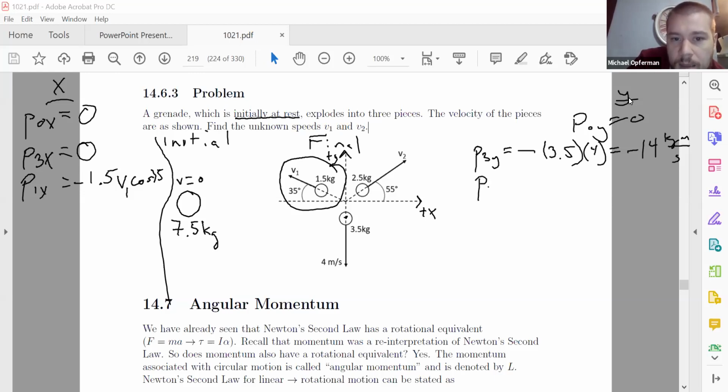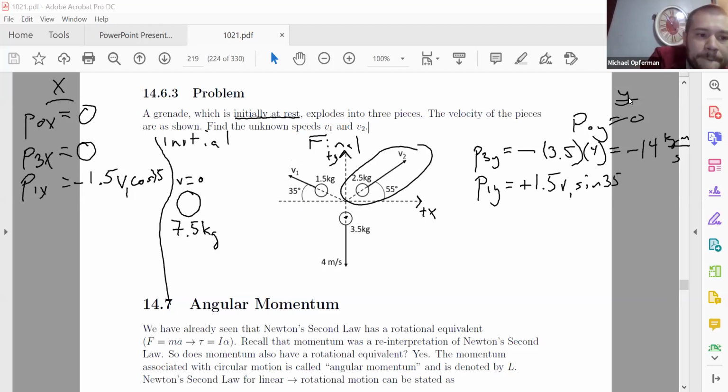Then p1y is positive, and that'll be 1.5 v1 sine of 35. And then finally, P2 is this guy. So P2x, we've got positive because it's to the right. 2.5 is the mass, V2 is the velocity, and then cosine 55 to get the right component.